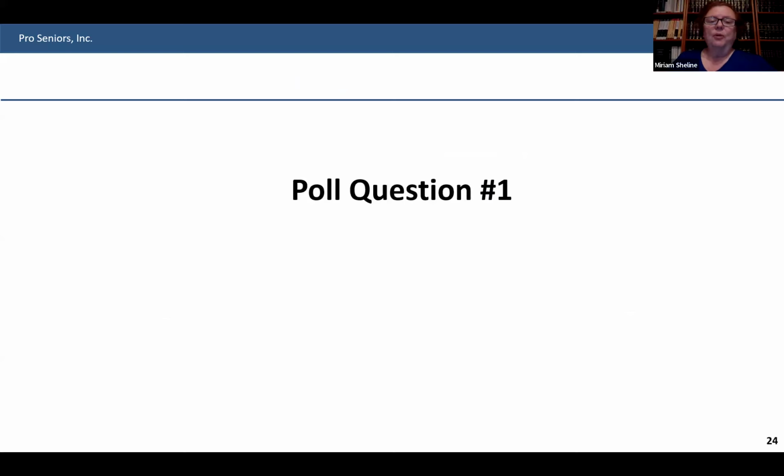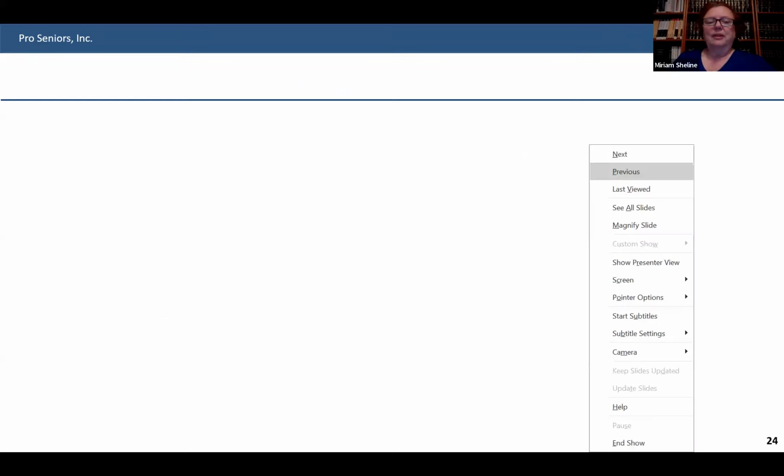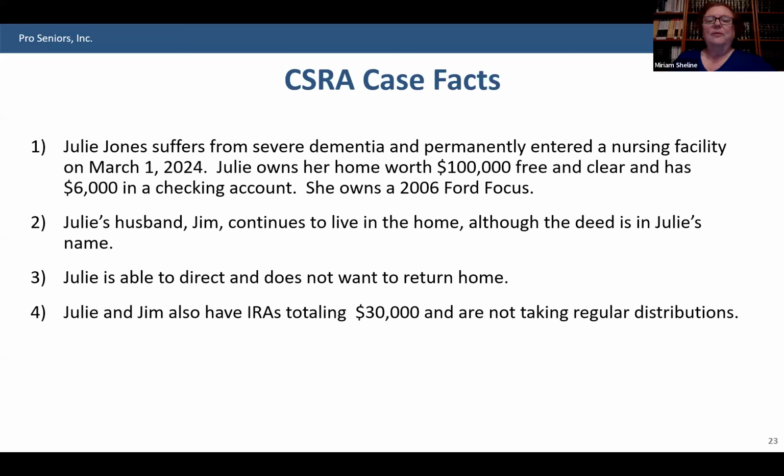So let's look at our first poll question. I'm going to go back. I don't know if you can see my facts there, but we'll try it. There you go. So what amount of resources can Jim keep? What is his CSRA? Is it 134,000? Is it 18,000? Is it 36,000? Or is it 30,828?